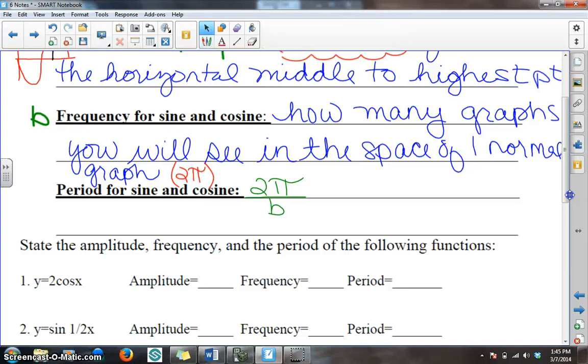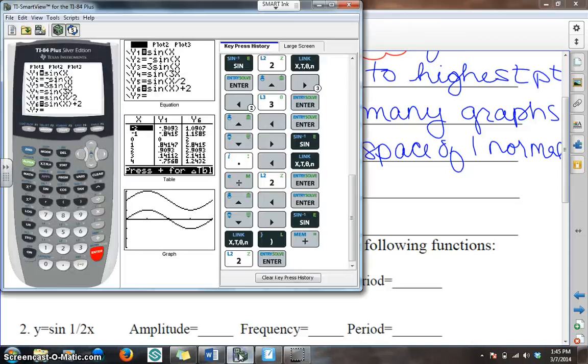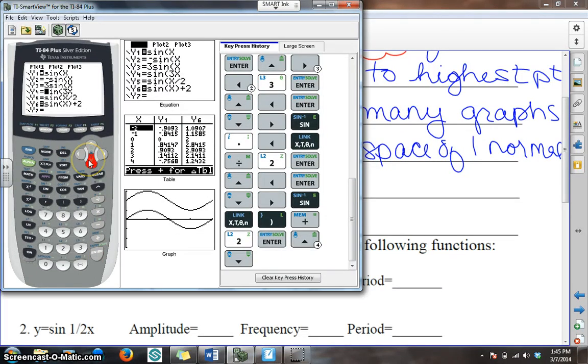So when I had 2 graphs in the space of one normal cycle, I'll go back to my calculator for just a second. When I had 3 graphs, let's use that one. So I'll go back up and turn on Y4. Too far. If you had to figure it out, where did that first graph end? 2 pi over 3.